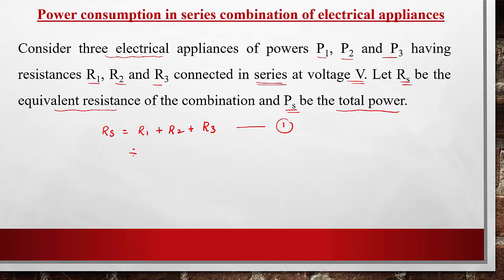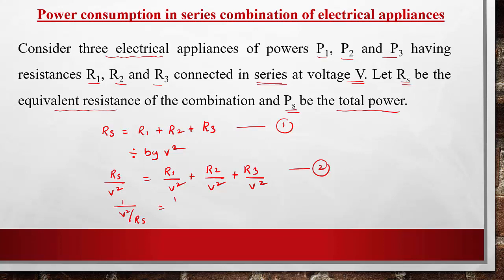Now I am going to divide both sides by V square. Then the equation becomes Rs divided by V square equal to R1 by V square plus R2 divided by V square plus R3 divided by V square. Let us take it as equation number 2. Or this equation can be written as 1 divided by V square by Rs is equal to 1 by V square divided by R1 plus 1 by V square divided by R2 plus 1 by V square divided by R3. Let us take it as equation number 3.